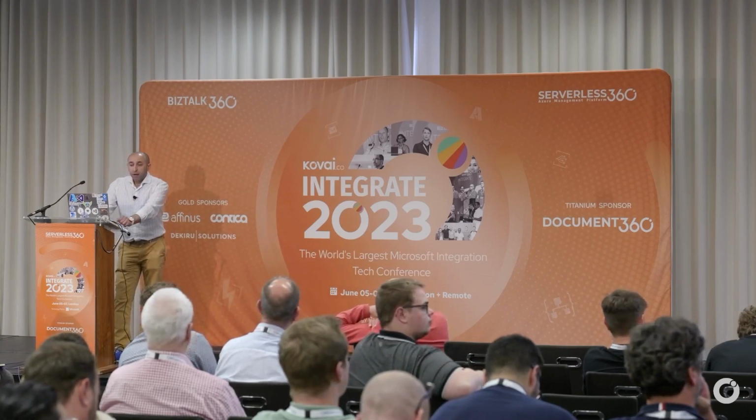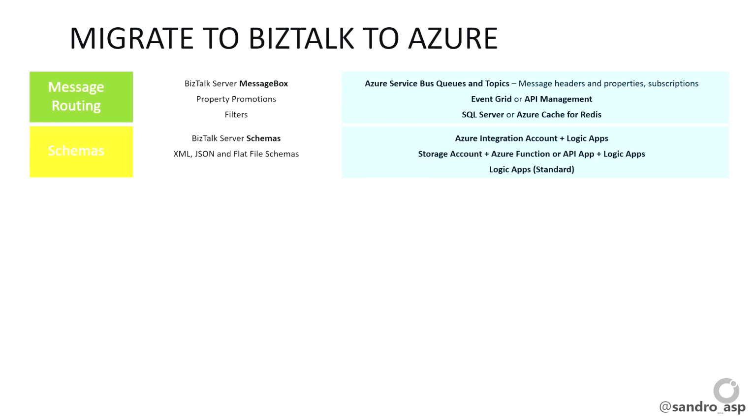Then we have kind of schemas. Schemas, it's the default artifact of BizTalk, no? JSON, XML, flat files. By default, in logic app consumption, we have integration accounts. So it's quite a bit expensive, no? But it's the only option.